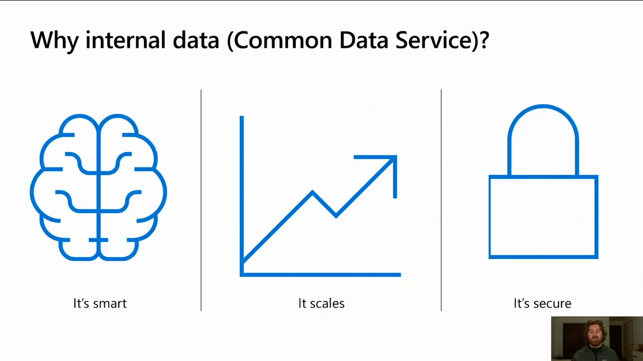Now, why might you look at using the Common Data Service? First and foremost, it's smart. It understands the type of your data, it understands the way your different pieces of data relate to one another, as well as understands how the different components of your application interact with one another. Item number two is it scales. The Common Data Service is built to support many, many terabytes of your data to support your applications. And then item number three is it is secure. It is designed from the ground up to host, hold, and secure your company's most sensitive data.